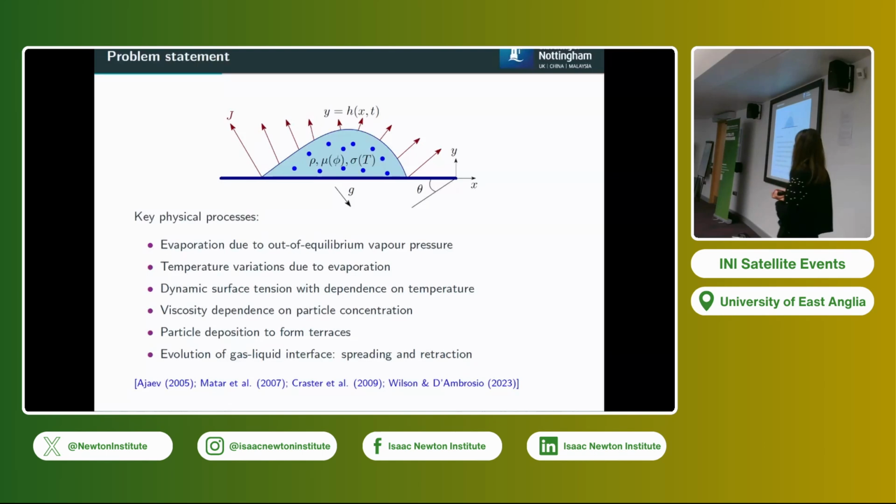And as already mentioned, the key physical processes that take place in this problem are that there's evaporation taking place due to the vapor pressures going out of equilibrium. The evaporation leads to variations of temperature, which also leads to dynamic surface tension. We also have, as mentioned, a reduction of fluid viscosity in regions where there's higher concentration of particles. It was observed in experiments that particles create these terraces, and I will show some results later. And also, a key process at the interface is that usually it spreads at early times in the process, and then later the evaporation takes over and the droplet retracts and eventually disappears.